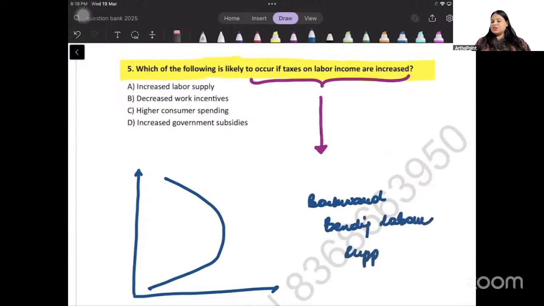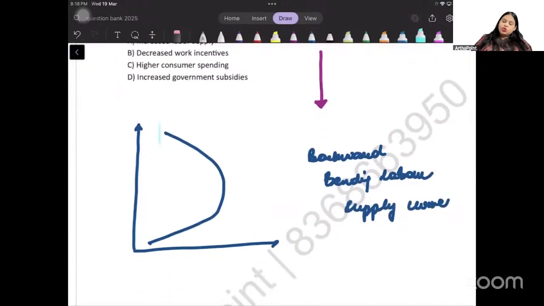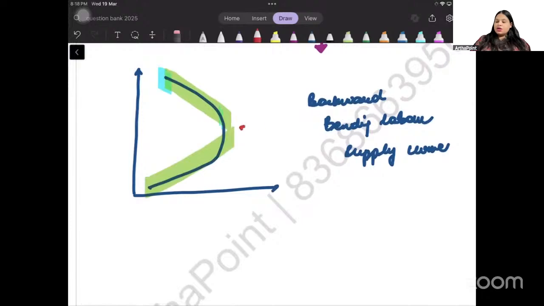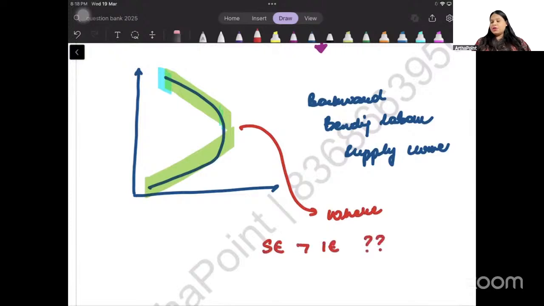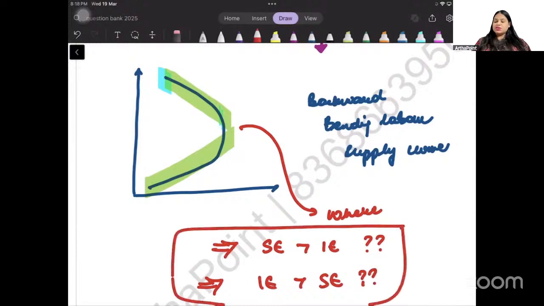I am not revising this. आप एक बारी पढ़ लेना. Backward bending labor supply curve. You need to tell me that in the two parts of this labor supply curve, एक ऊपर उठ रहा है, upward sloping है, एक downward sloping है. Think and tell me that where substitution effect is more than income effect and where income effect is more than substitution. Okay? Just revise this. It is in our video lectures.